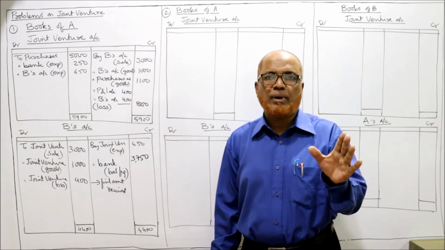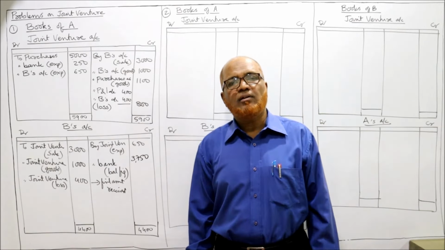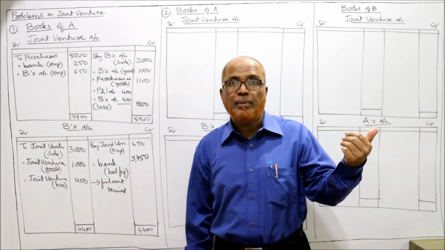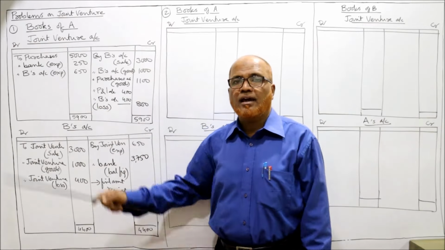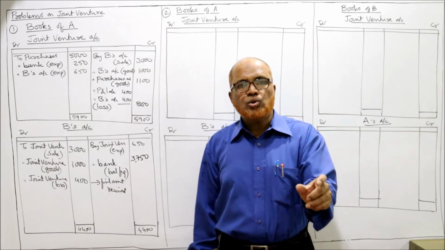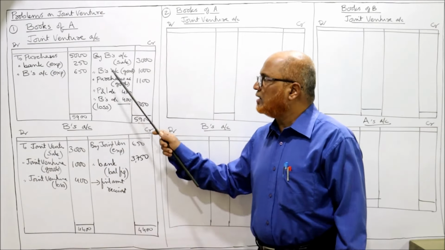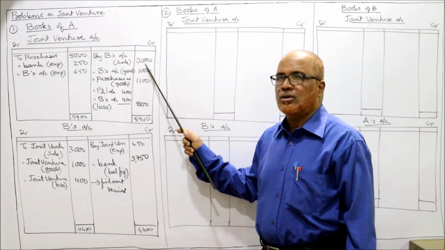Some goods are sold by B at rupees 3,000. So the entry will be B's account debit to joint venture, because the goods are sold by B. The entries are passed by A. So B को डेबिट करेंगे to joint venture sale 3,000. Joint venture को क्रेडिट करेंगे by B sale 3,000.